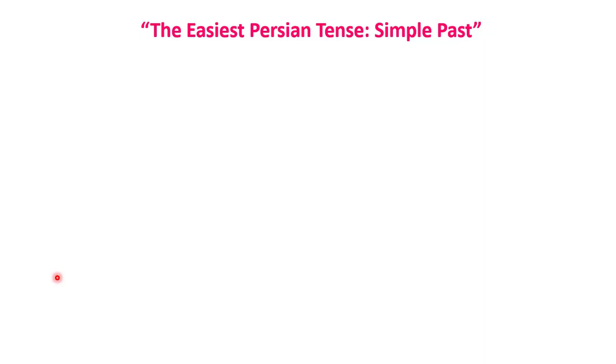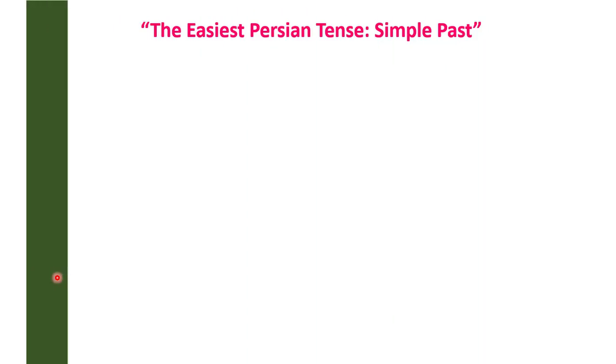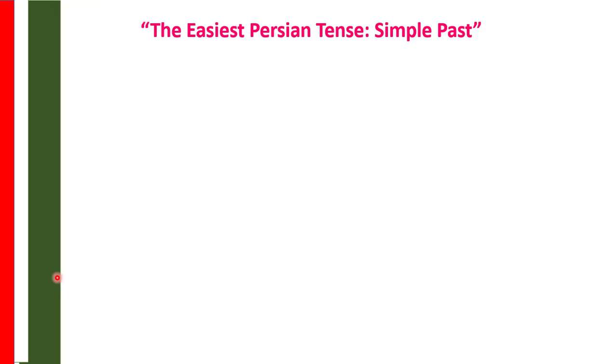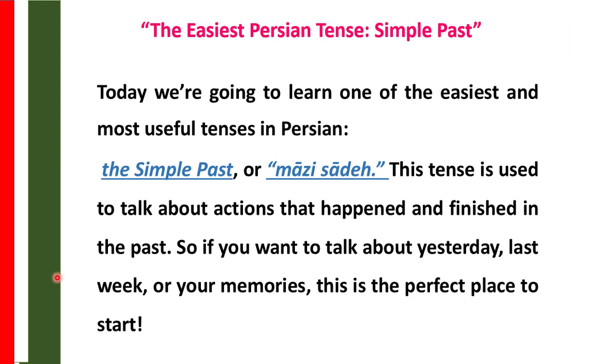The easiest Persian tense, simple past. Today, we are going to learn one of the easiest and most useful tenses in Persian, the simple past or ماضی ساده. This tense is used to talk about actions that happened and finished in the past. So, if you want to talk about yesterday, last week, or your memories, this is the perfect place to start.